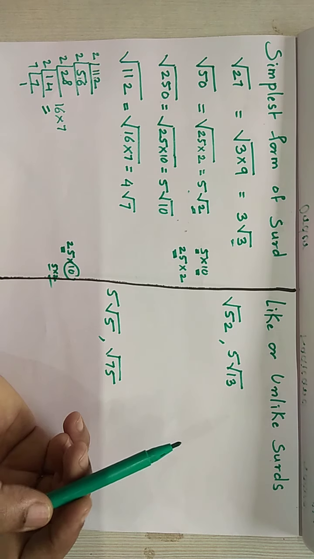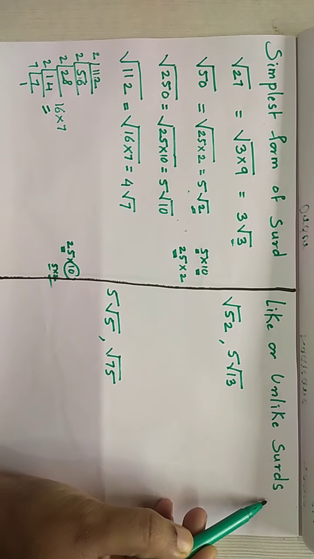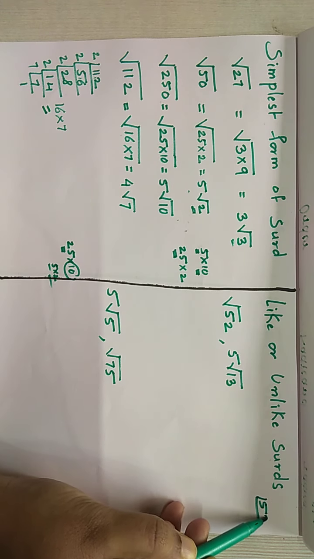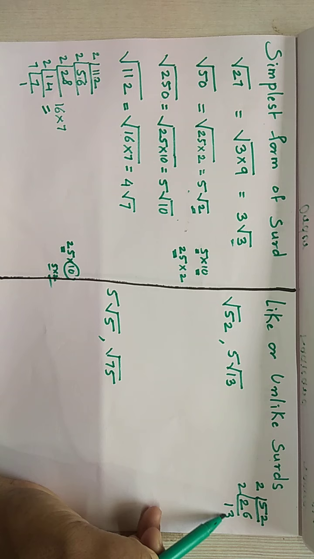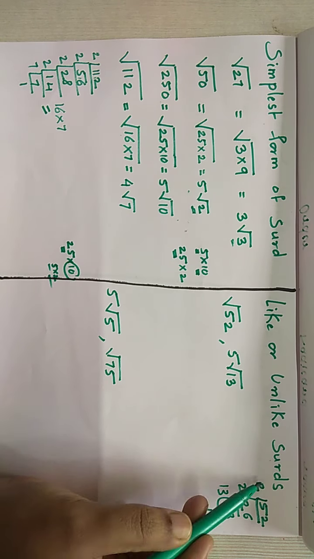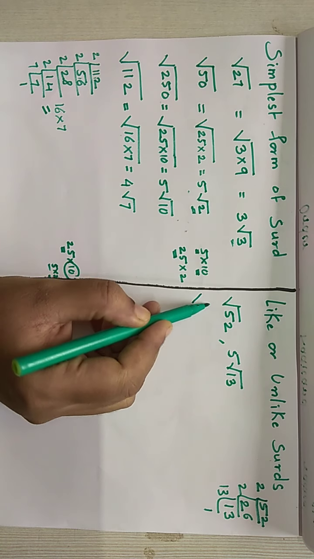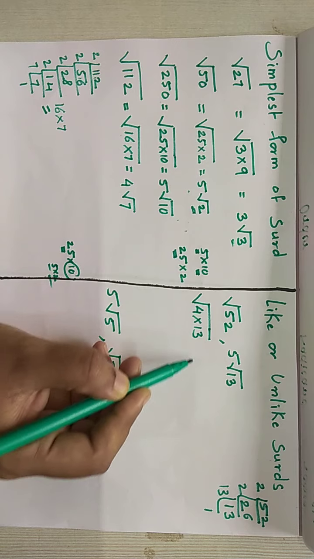Now root 52. Now root 52 is not in the simplest form. We need to make it into simplest form. Let's do factorization of 52. 2 2s are 4, 1 carry, 2 6s are 12, 2 1s are 2, 2 3s are 6. So it is 4 13s are. So 52 can be written as 4 into 13.